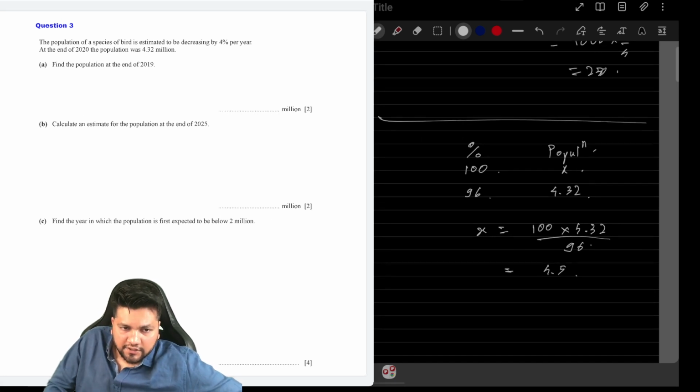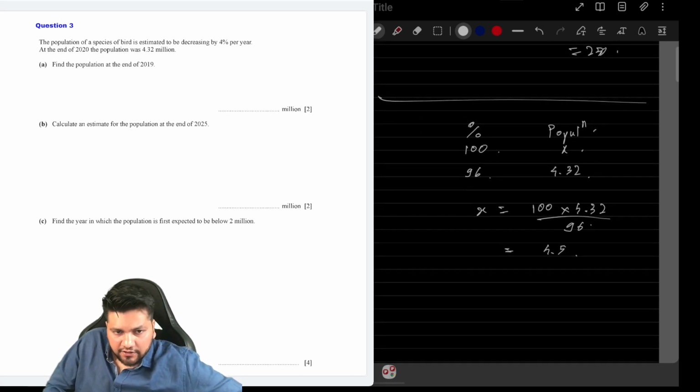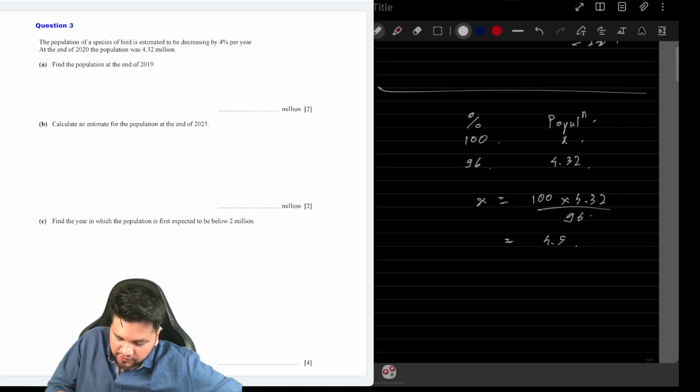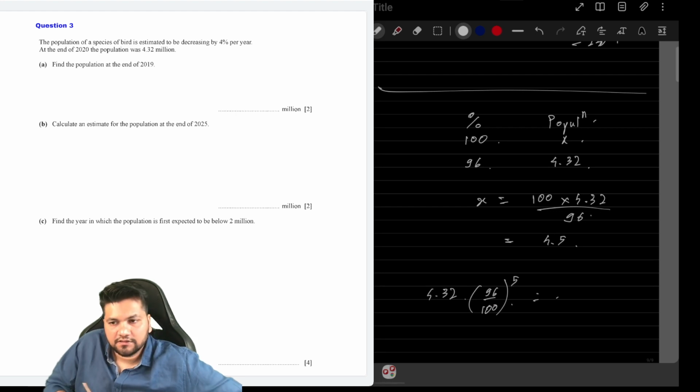Okay, calculate an estimate for the population at the end of 2025. Now see, at the end of 2025, meaning after 5 years. So at the end of 2020, the population is 4.32 million. And every year it is decreasing by 4%, so it's going to be 96 by 100. And at the end of 2025, so after 5 years, that's going to be the answer for the B part.